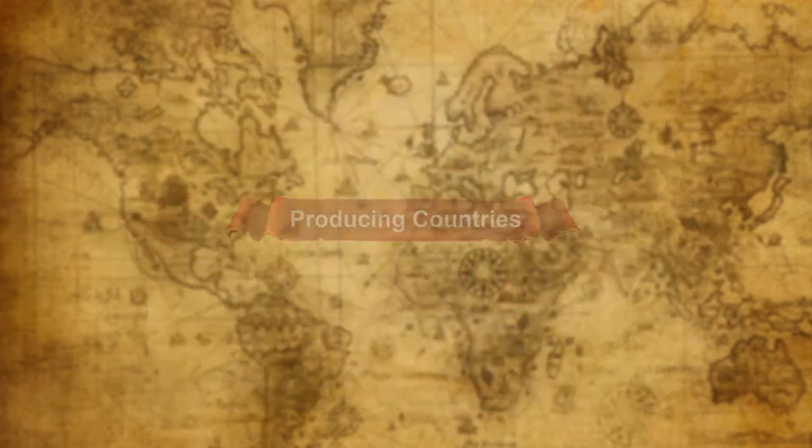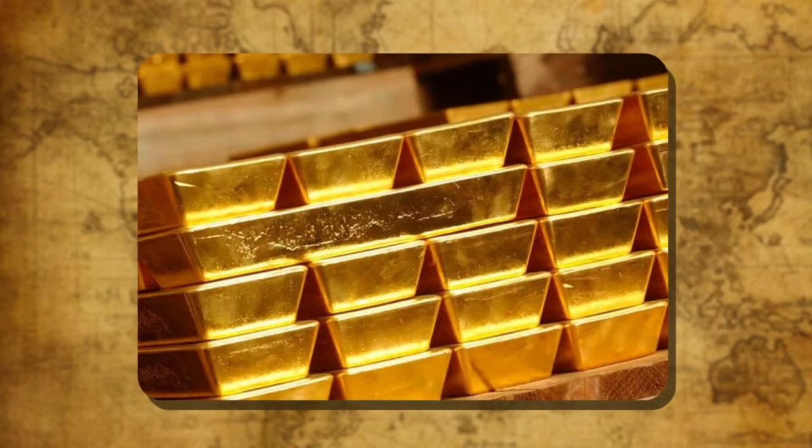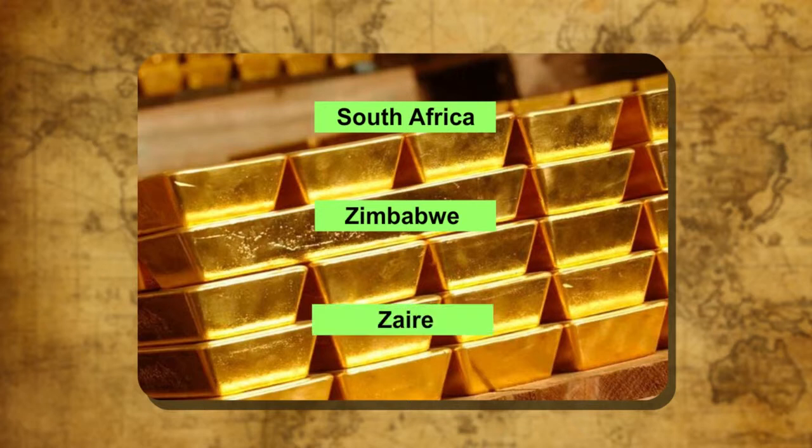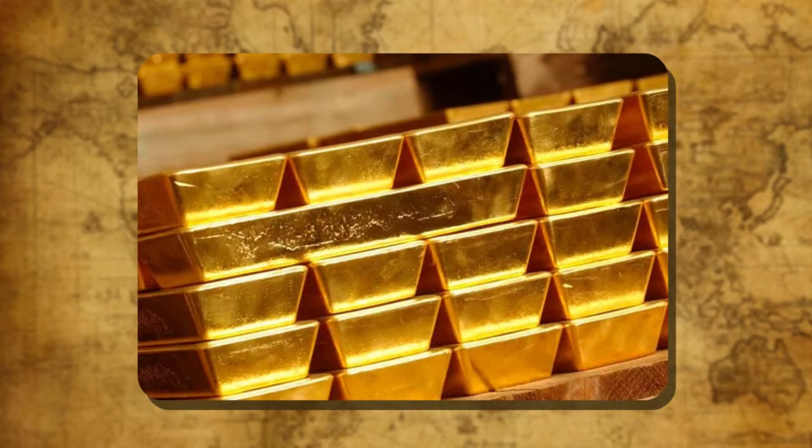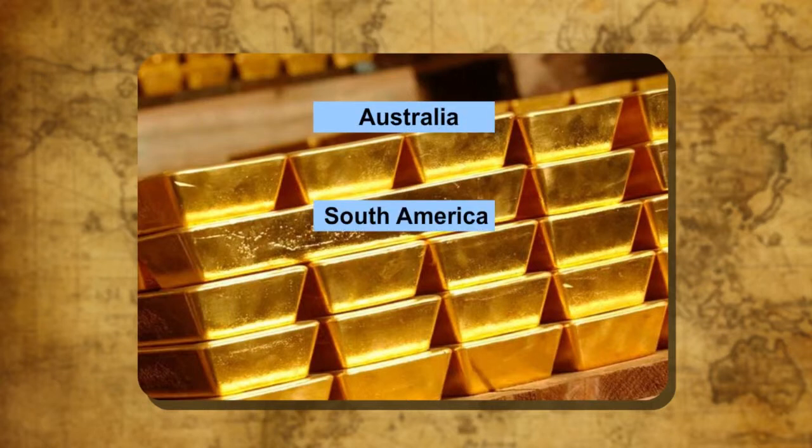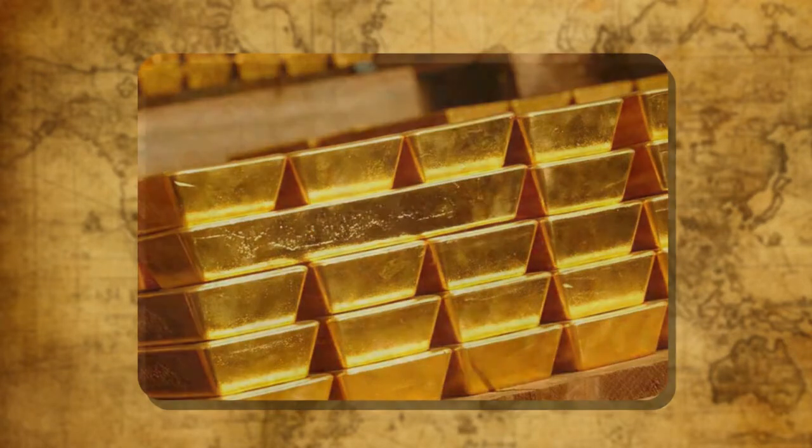Producing countries. It is mainly found in the African continent, in which South Africa, Zimbabwe, and Zaire produce a large portion of the world's gold. It is also produced in Australia, South America, India, etc.